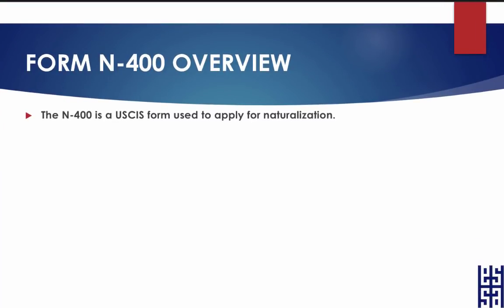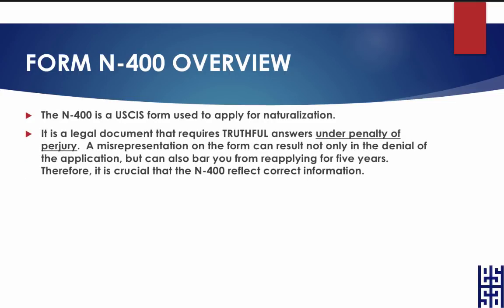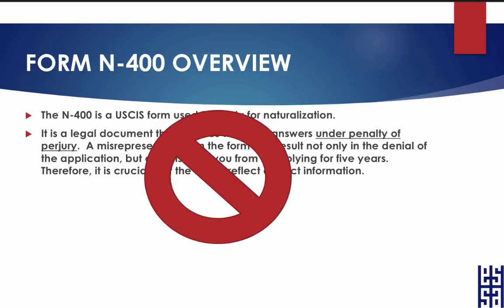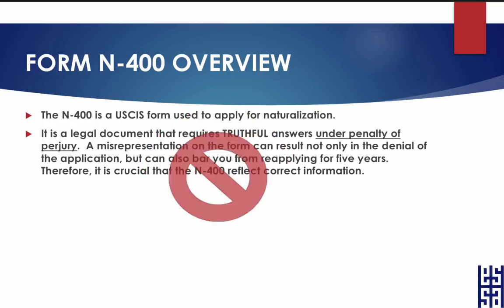The N-400 is a USCIS form used to apply for naturalization. It is a legal document that requires truthful answers under penalty of perjury. Very important. A misrepresentation on the form can result not only in the denial of the application, but can also bar you from reapplying for 5 years. Therefore, it is crucial that the N-400 reflect correct information.